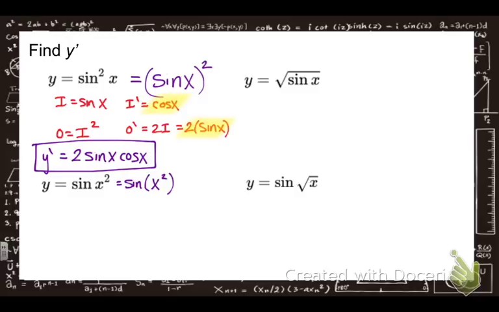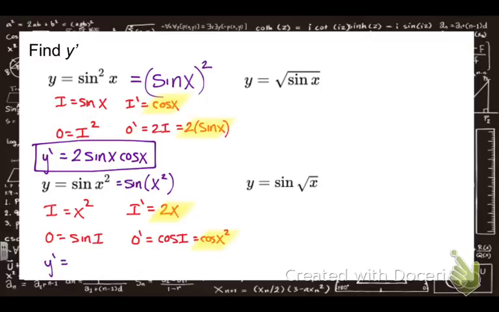For the second one down here right below it, we have the inside is equal to x squared. The outside is equal to sine of the inside. The derivative of the inside, I prime, is equal to 2x. The derivative of the outside would be equal to cosine of the inside. And if I replace that, that would be cosine of x squared. Again, the chain rule says to multiply the derivative of the outside times the derivative of the inside. So therefore, y prime is equal to 2x cosine of x squared.